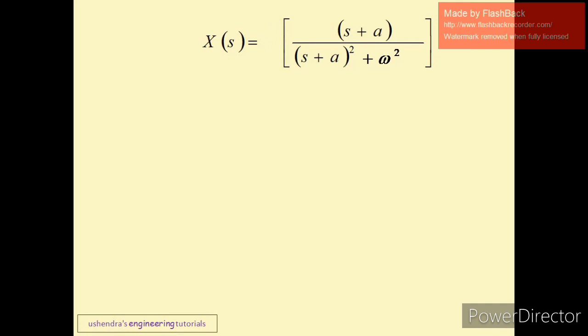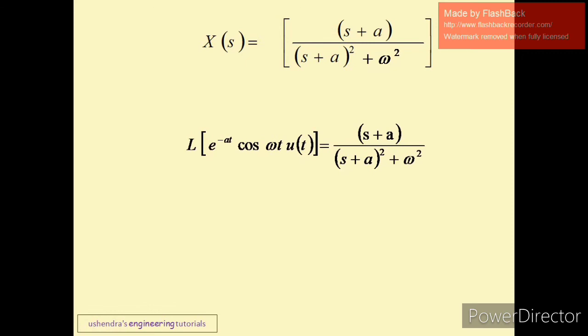This is my final expression: the Laplace transform of e raised to minus a t cos omega t u of t results in s plus a upon s plus a whole square plus omega square. Another important point to be remembered is that the inverse Laplace transform of s plus a upon s plus a whole square plus omega square results in e raised to minus a t cos omega t u of t. These both equations are known as Laplace transform pairs, and are very important in Laplace transform analysis.